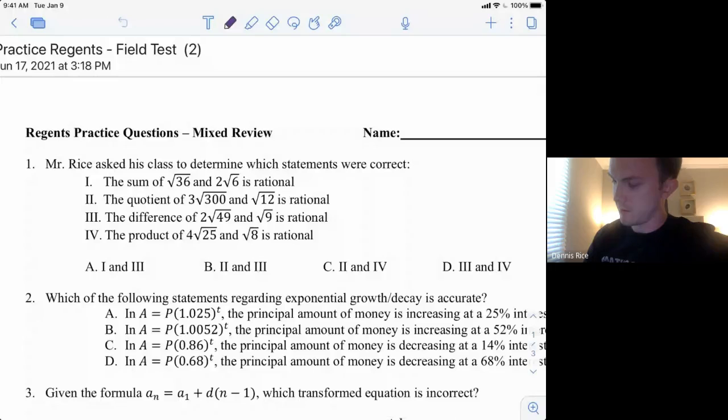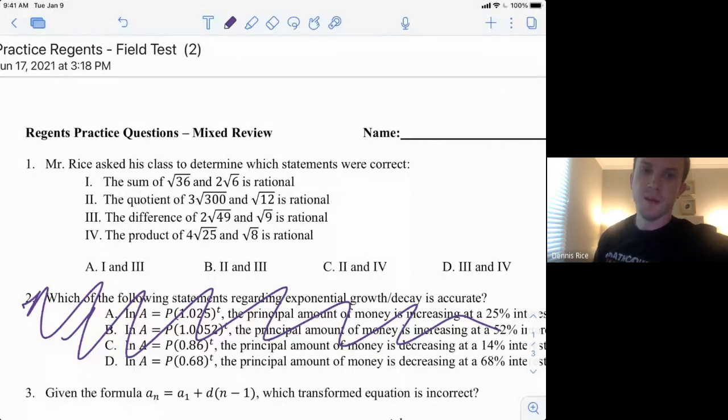Number one, I can't really hide number two, so I'm going to go like this so we're not distracted by it. Just number one, Roman numeral one, our favorite. These take a little bit of reading and double checking that you're not misinterpreting anything. So Mr. Rice asked his class to determine which statements were correct, well, I guess it has to be more than one. So which statements were correct? 1 and 3, 2 and 3, etc.